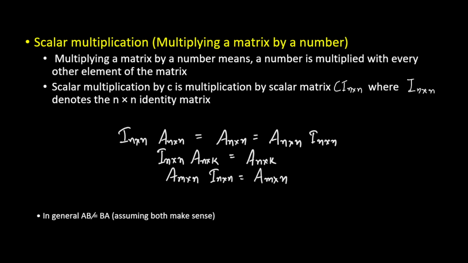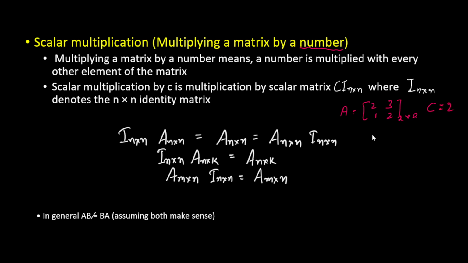Scalar multiplication, or you can say multiplying a matrix by a number. Multiplying a matrix by a number means the number is multiplied with every element of the matrix. So let us consider a 2x2 matrix, 2 3 1 2, and we have some constant, let's say 2.